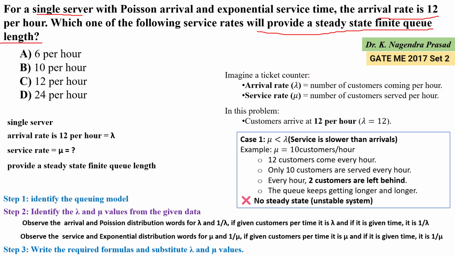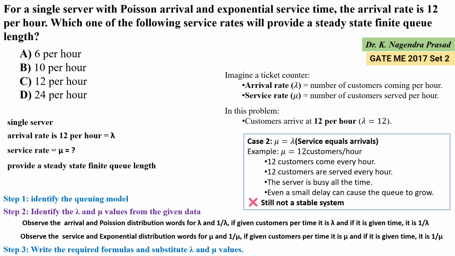Here option A is 6 per hour, which is less than lambda, and similarly option B is 10 per hour, which is also less than lambda. So if mu is less than lambda, it is not a steady state. So let's see case 2.